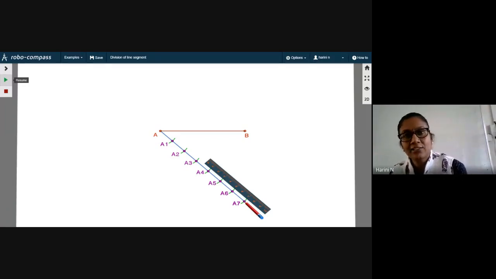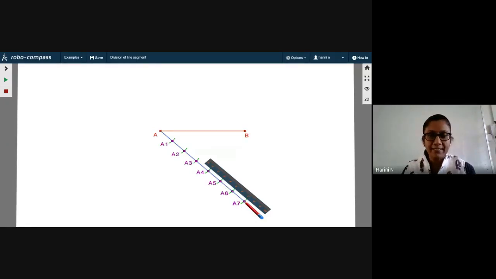Locating 7 points on the ray AX such that they are equidistant from each other is what we are doing using the compass. Because they have to be equidistant, we are not changing the radius in the compass. So all these arcs are of the same radius that you have cut. All right, I hope you must have completed till A7.